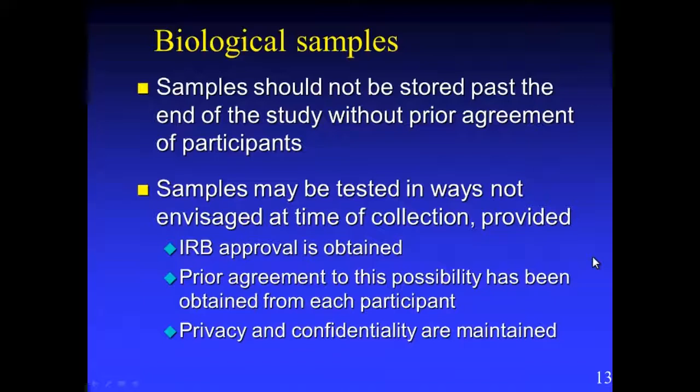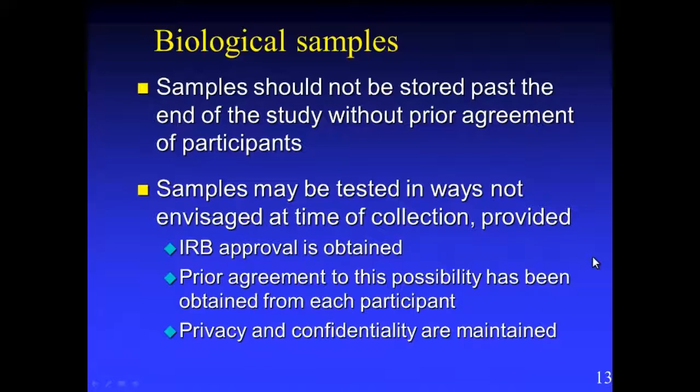So if it's decided that it would be a good idea to carry out further tests that were not thought about at the time that the samples were collected, and of course this happens all the time because scientists are constantly inventing new ways of looking at biological specimens, it's inevitable that by the time you come to analyze the samples, there will be other methods available to test them. So it does pay to get a fairly open-ended consent from the participant. If you want to test the sample in other ways, you have to get IRB approval for those new tests, and often the IRBs will not give that approval unless you've got prior agreement to this possibility. So for that reason, you need to get that broader consent from the participants.